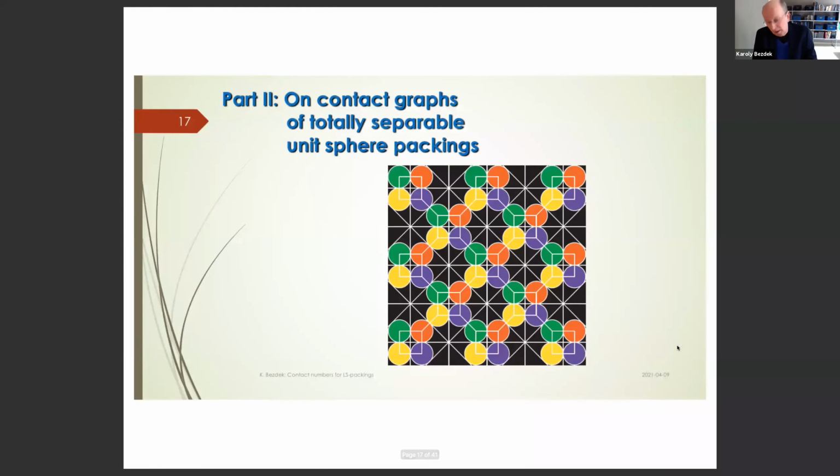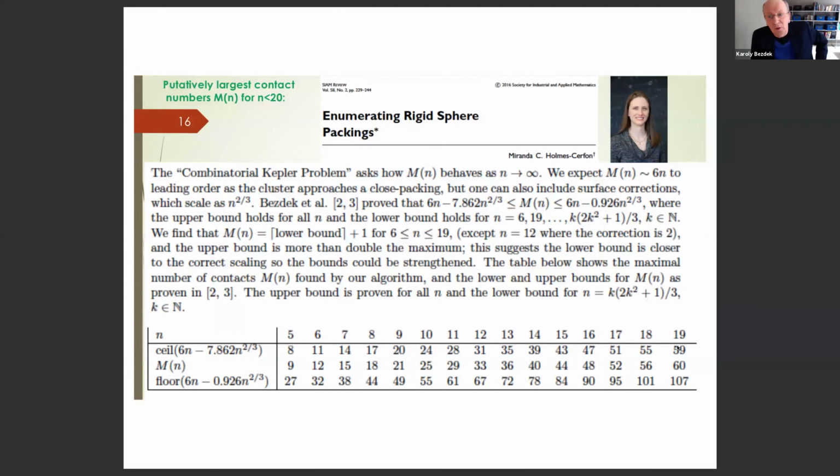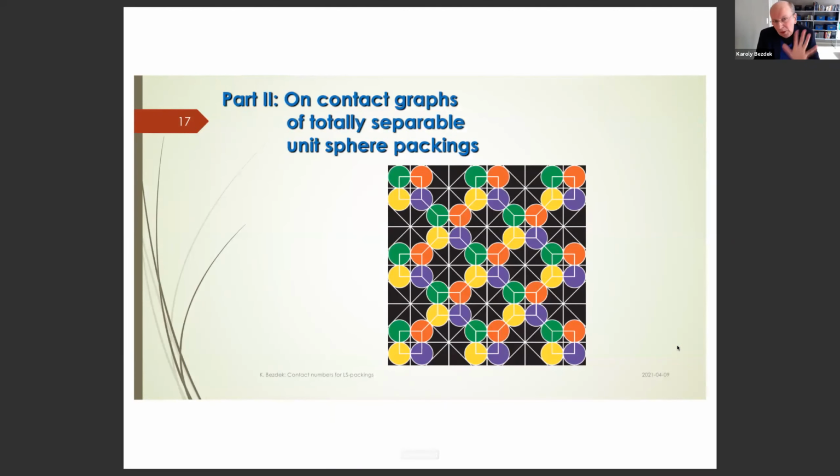So this is what I wanted to say about contact numbers of unit sphere packings in 3-space. It is clear that we still have challenging questions left here, and it would be nice to progress further. I want to switch over to a family of packings which are going to play the main role in my talk. And these are, as I mentioned on the first slide, separable sphere packings.